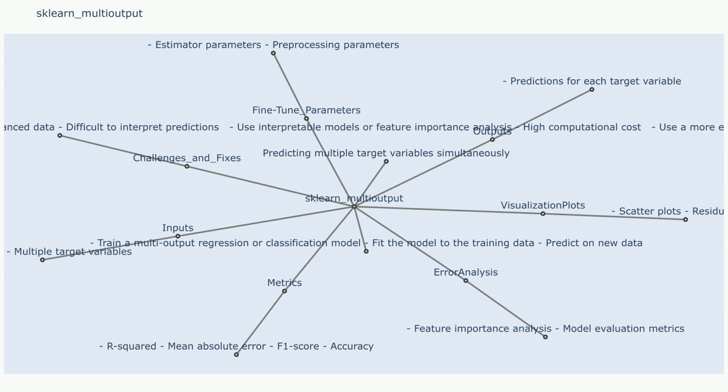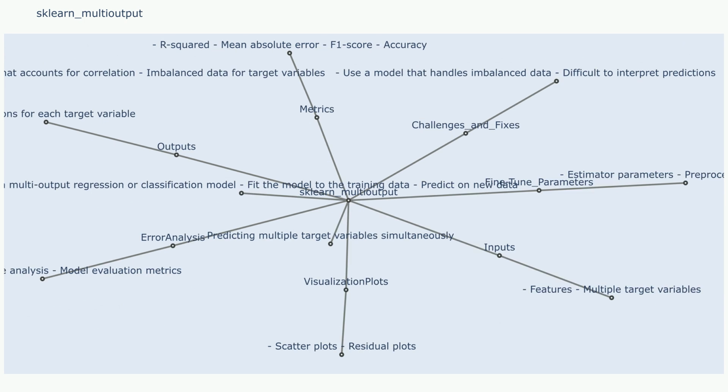Fine-tune parameters. Parameter 1. Explain in detail. Number of estimators for tree-based models. This parameter controls the number of trees in the ensemble. Increasing the number of estimators can improve the model's accuracy but also increases training time.